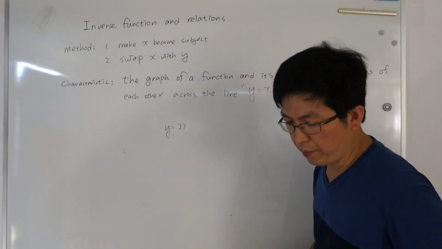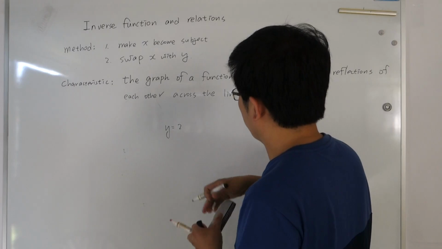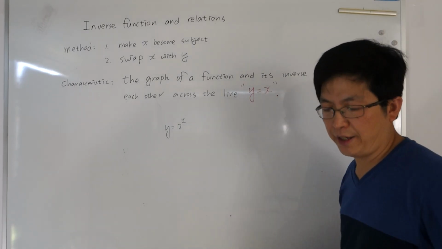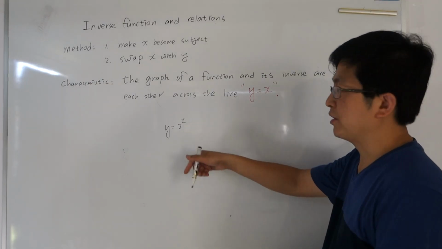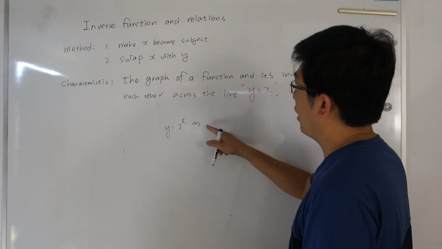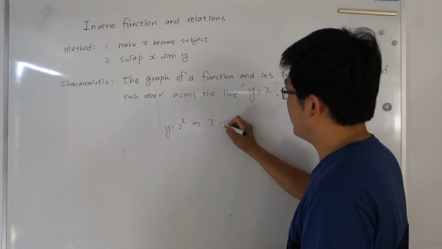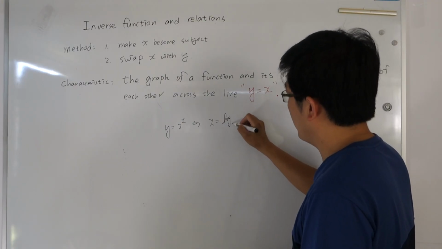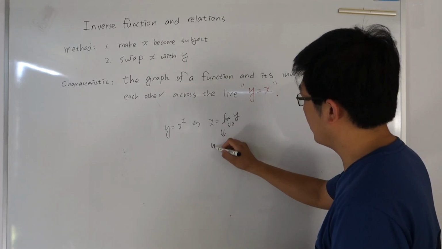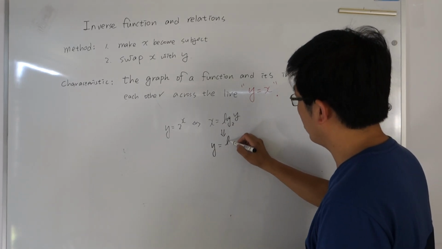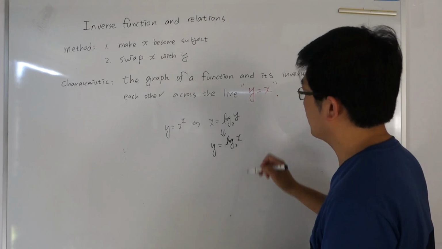Remember when I taught you log, I said, what is the inverse? How do we find the inverse? x equal to log base 2 of y, and then you swap x and y. We get the inverse must be y equal to log base 2 of x.